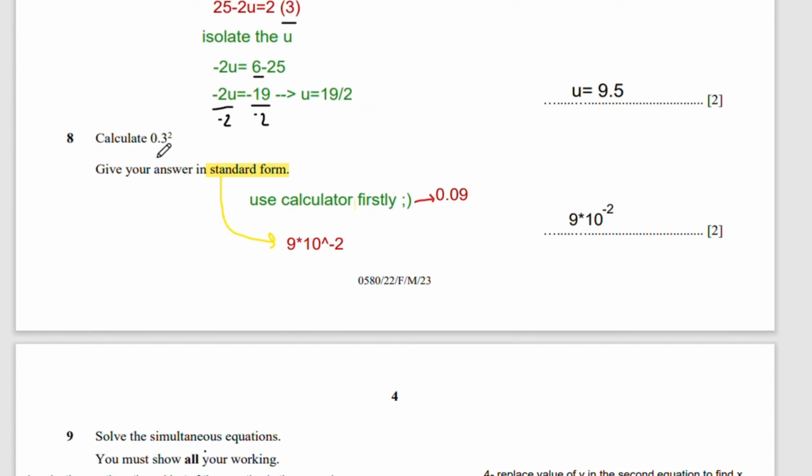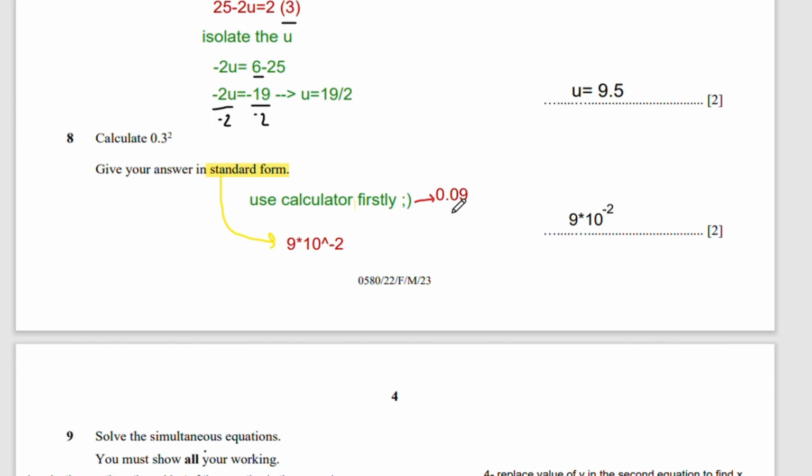So calculate 0.3 power 2, give your answer in standard form. Firstly, we use a calculator. The value that you will get on your calculator is 0.09. Now you will transfer it into a standard form. So we multiply. We want like a whole number.